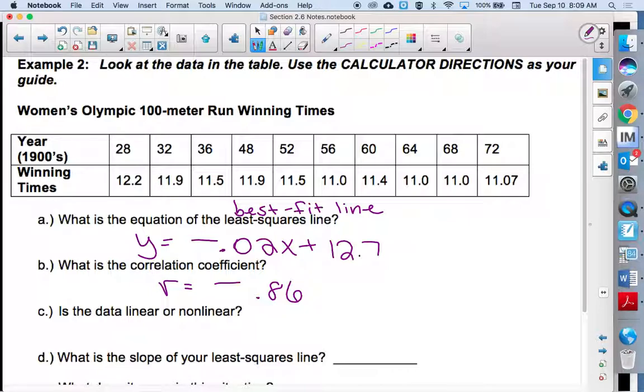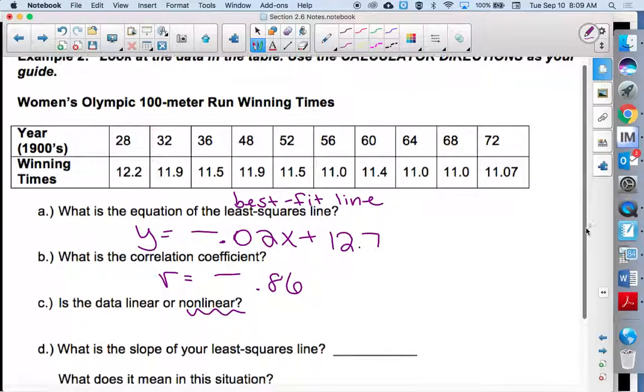Is this data linear or nonlinear? Does it form a perfectly straight line? No, not quite. It's fairly close to being linear, but it's not perfectly linear. It's only going to be perfectly linear if that slope is 1 and if the R value is 1. So this is still nonlinear, but it's fairly close to forming a straight line. The closer that number is to 1.